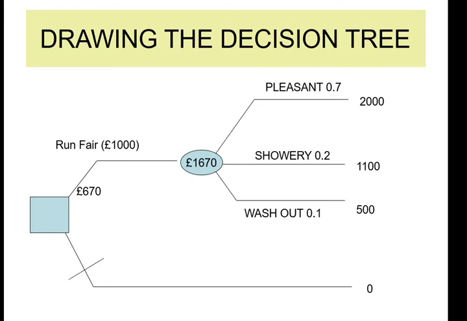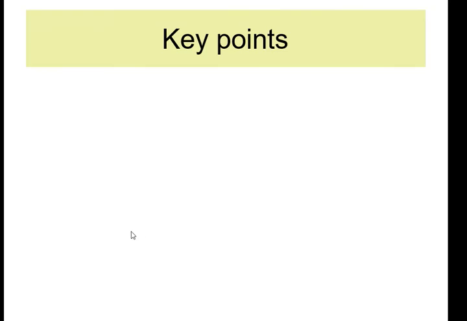So what would we rather do? Do we want £670 or do we want nothing? Well, obviously we want £670, so we're going to cross off the option that we don't want to go with, and we're going to run the fair. And that's how the decision tree will help with our decision.